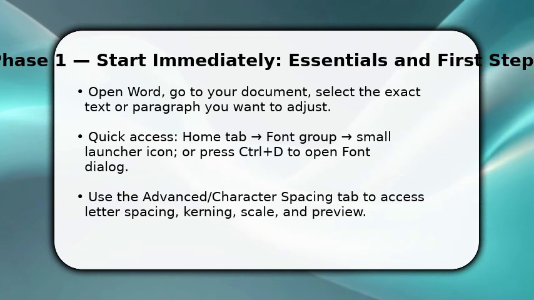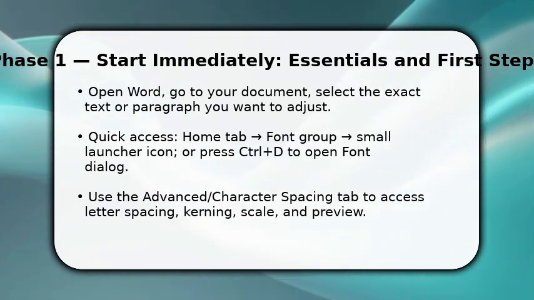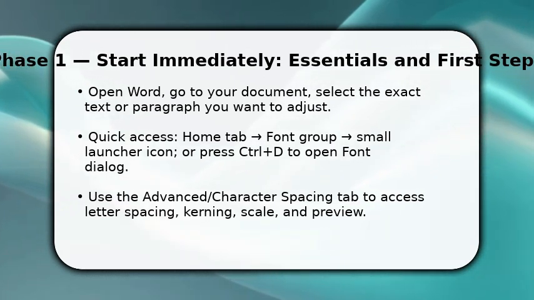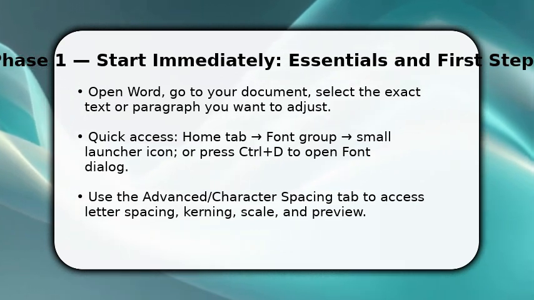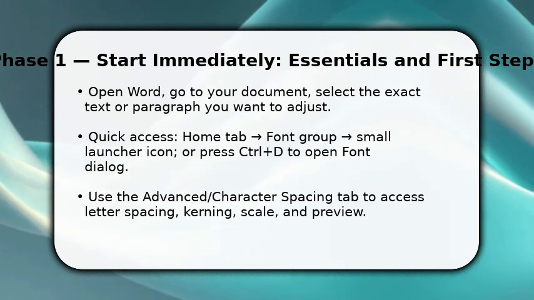You have the document open and the text selected, so start by opening the font dialog now. Once the dialog appears, switch to the Advanced or Character Spacing tab. This is where tracking, kerning, and scale live. You do this because Word separates visual spacing from font size, so precise control matters.